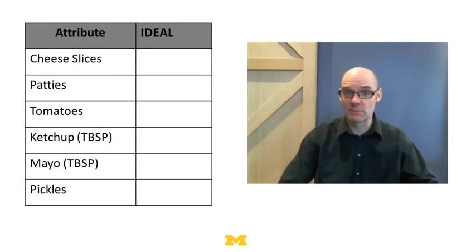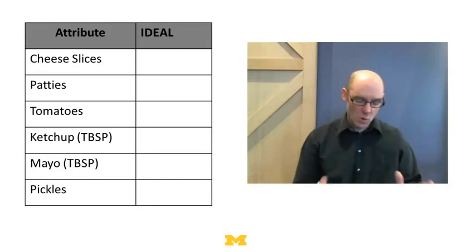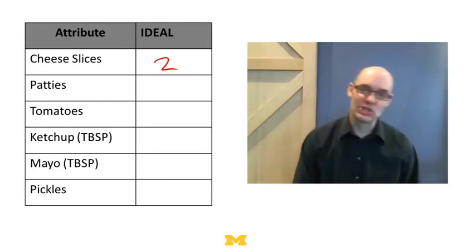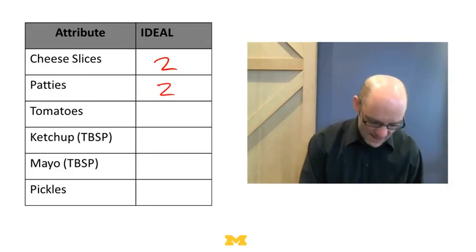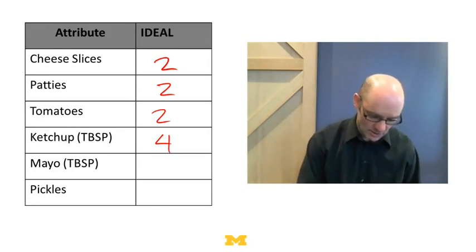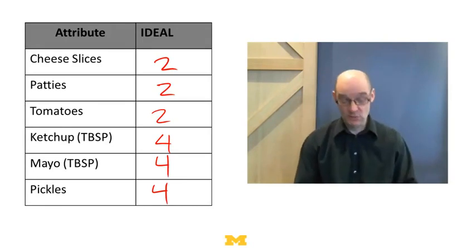I like burgers. A lot of people like burgers, and we can think of what's my ideal burger. Well, my ideal burger might have 2 pieces of cheese, and it might have 2 patties and 2 tomatoes, and also some ketchup. Let's say 4 tablespoons of ketchup, 4 tablespoons of mayo, and I'm a pickle guy, 4 pickles. So this is my ideal burger, right?